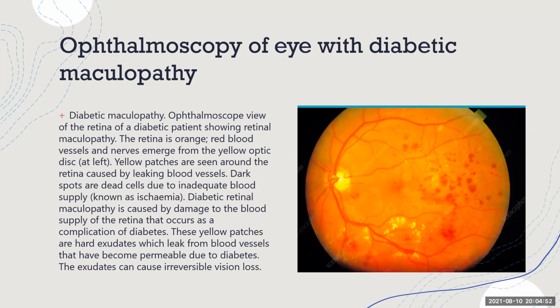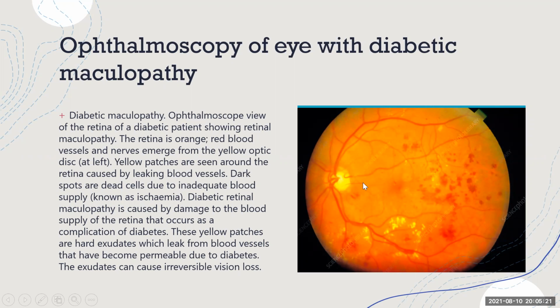For example, here you can see this is diabetic maculopathy. When you put the ophthalmoscope, you can see the retina of the diabetic patient showing maculopathy. First of all, you will always find this orange image, and you will find this area, which is called the optic disc area, as yellow. There will be a yellow optic disc, a yellow projection. If you look, you can appreciate these vessels are coming from this area.